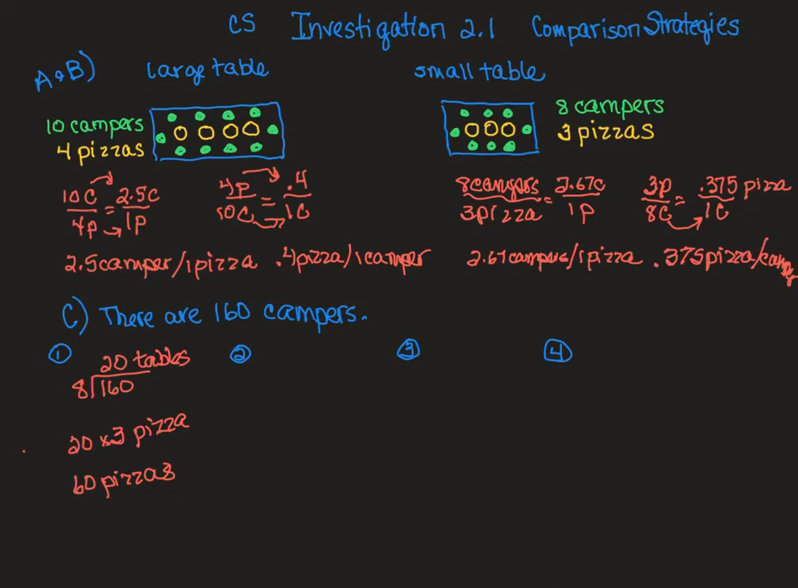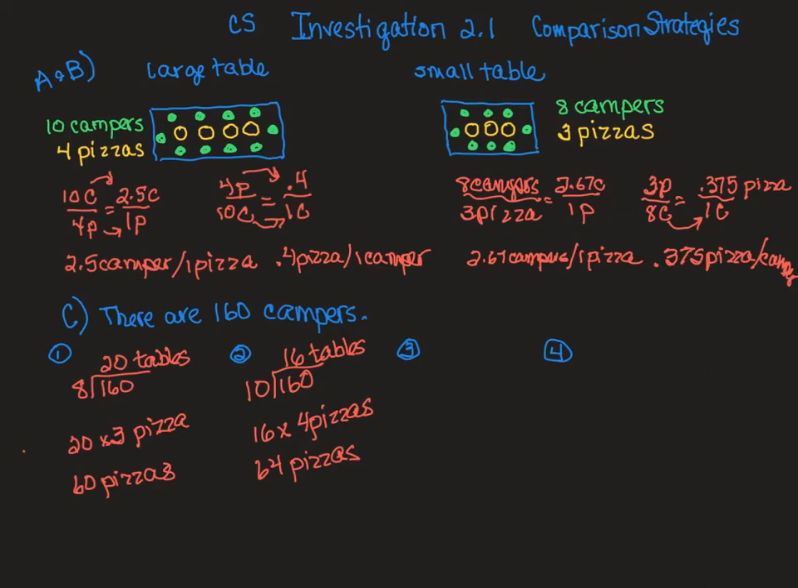If I use the large tables, okay, I'm going to have the 160 campers, but I'm going to have 10 people at each table, so I only need 16 tables. And if I need 16 tables, I'm going to multiply that times the 4 pizzas at each table, and I'm going to get 64 pizzas. Okay, so that's 1 and 2, and that's basically straight calculation, just figuring that out.